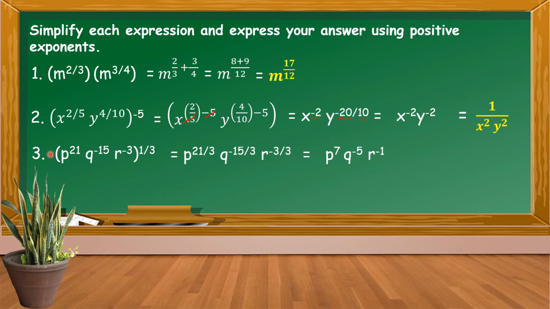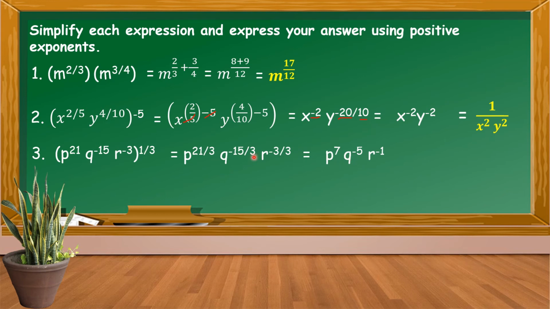So we have 21 over 3. Why 21 over 3? 21 times 1, then copy the denominator 3. Then for Q, negative 15 times 1 is negative 15 over 3. Then for R, negative 3 over 3. Then we have the exponent for P, which is 7, because 21 divided by 3 is 7.